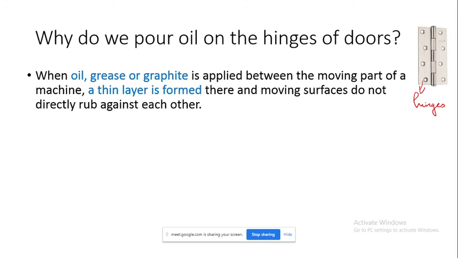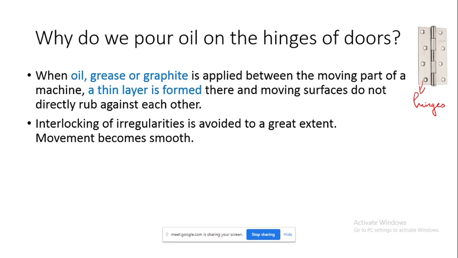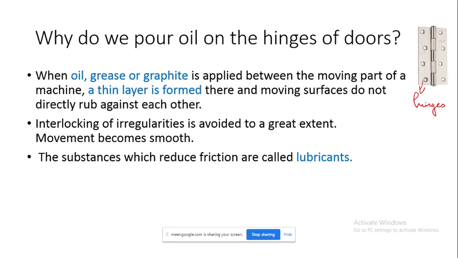So, then that will decrease friction, as you are saying. The movement becomes smooth, and this is the point you need to note. The substances which reduce friction are called lubricants. Can you tell me some examples of lubricants? Grease, oil.